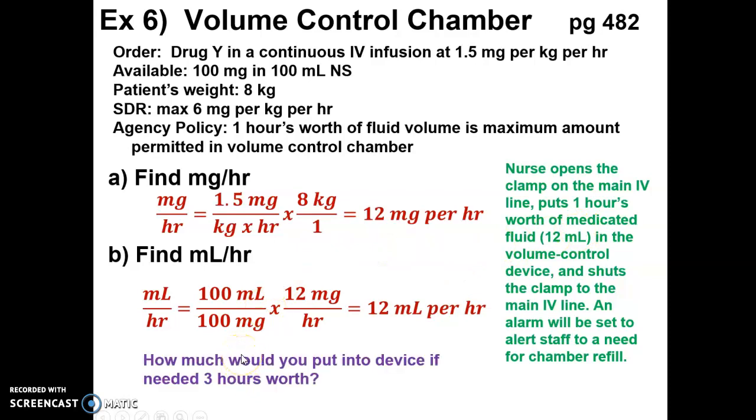Okay, but let's change things up a little bit. Let's say we were able to put in 3 hours' worth. Okay, so if we were allowed to do 3 hours in that volume control chamber at a time, how much would we put in for this specific patient? Well, if we got to do 12 milliliters per hour, and we need to go for 3 hours, we just need to multiply that by 3, right? So 12 times 3, we can put in 36 milliliters into that device. And again, then we would set it to alarm for 3 hours later, and we go back in and refill it.